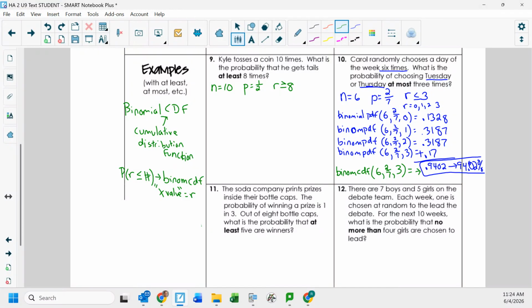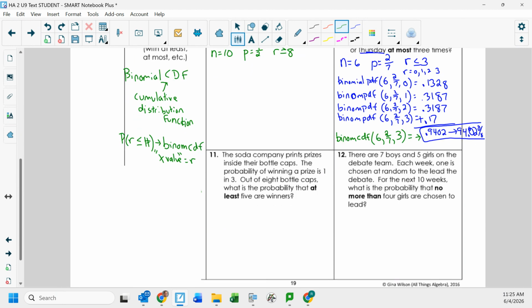Now, the binomial CDF only adds up the values that are less than the R. So if you look at number 10 again, our R was 3, so it added up every PDF below 3, so 0, 1, 2, and 3. Here, we want everything larger than 8. So therefore, we have to do a little trick. We're going to have to do 1 minus our CDF.